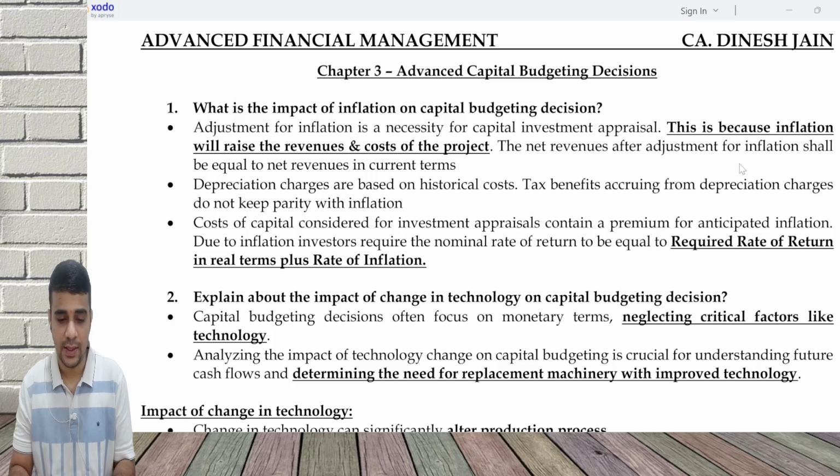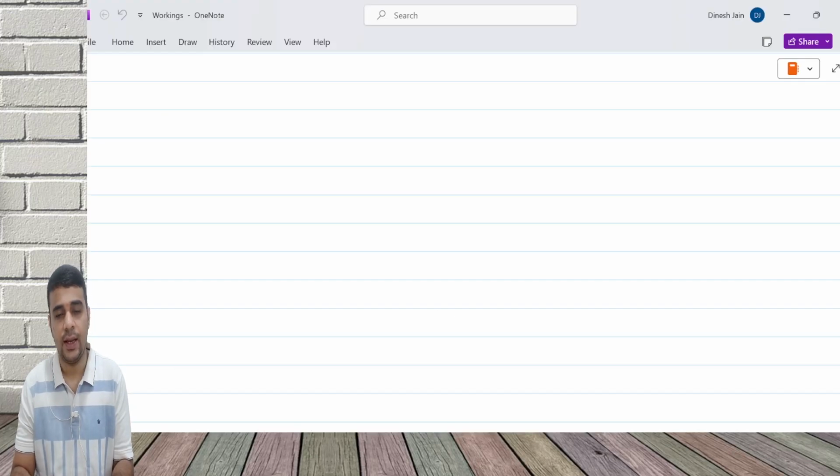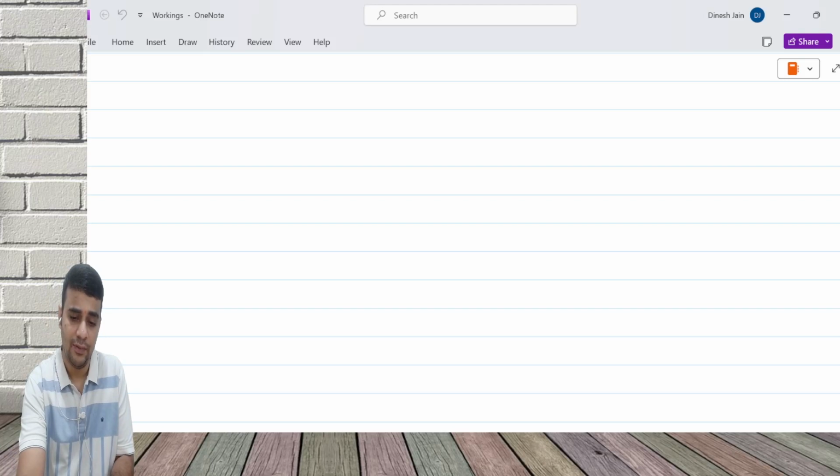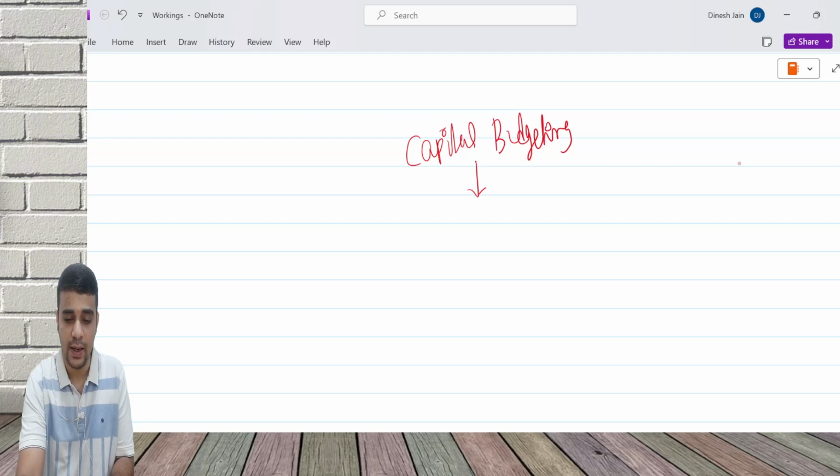Hi friends, so let's now move to the next chapter on theory discussion, which is on advanced capital budgeting decision. Let me first set the context of the chapter. In capital budgeting, you would have learned at CA Inter, where the focus would have been on investment decision. That is, when should an organization do an investment? That would have been the focus area at that time.